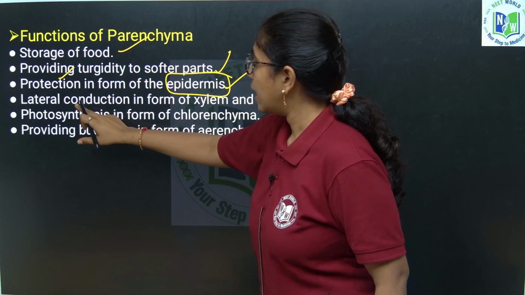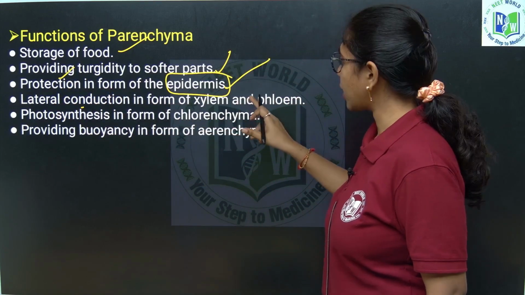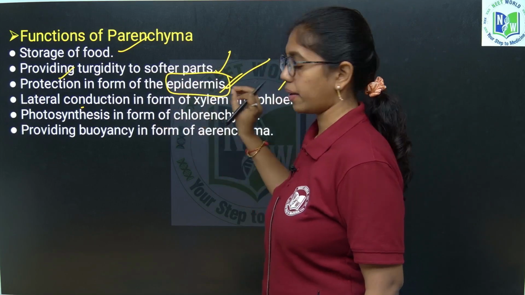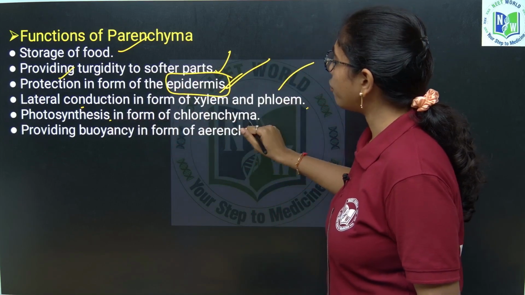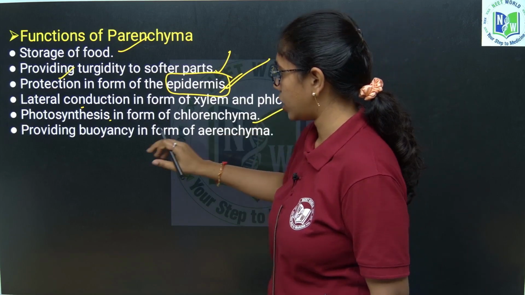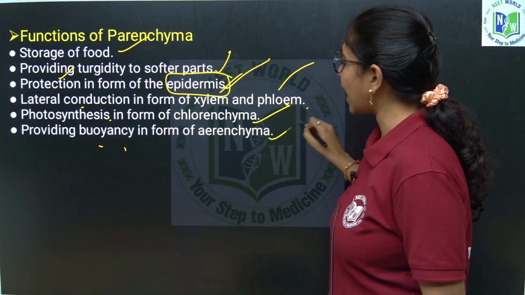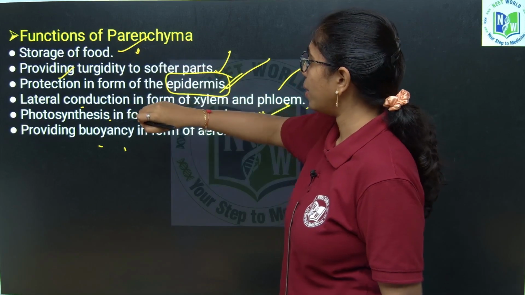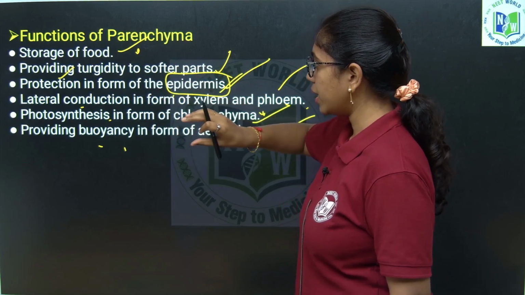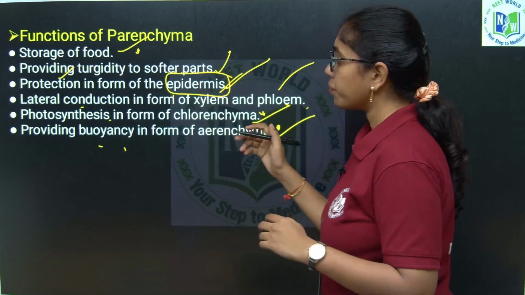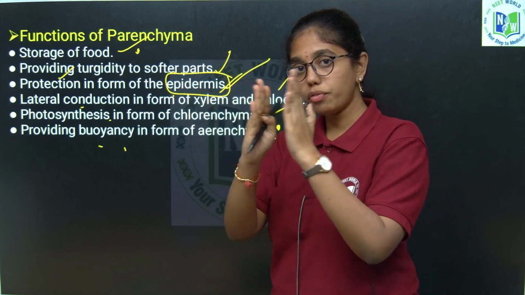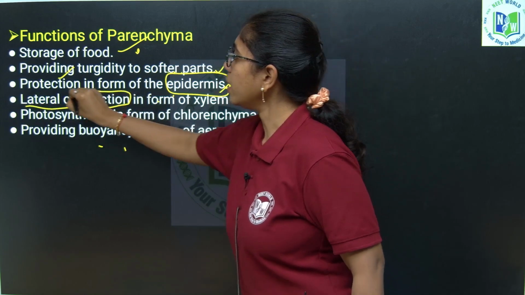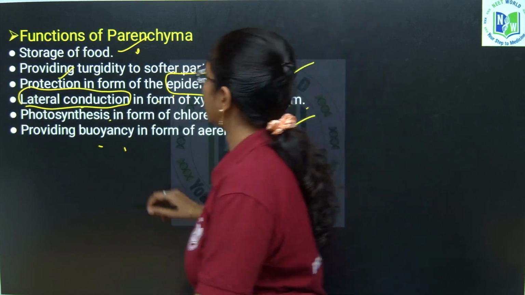Next, lateral conduction in the form of xylem and phloem. Xylem and phloem also have parenchymatous tissues, and photosynthesis in the form of chlorenchyma we have discussed just now, and they provide buoyancy as in aerenchyma. These are the most important functions you have to remember, and protection in the form of epidermis. Lateral conduction means conduction between xylem and phloem of different vascular bundles. Lateral conduction is promoted by parenchyma. Clear?